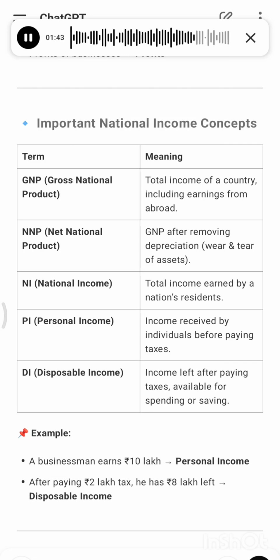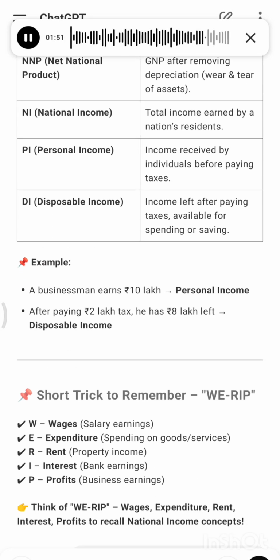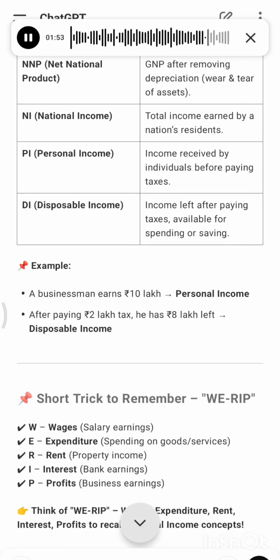Example: a businessman earns 10 lakh, personal income. After paying 2 lakh tax, he has 8 lakh left, disposable income. Short trick to remember: WIRP. W, wages, salary earnings. E, expenditure, spending on goods and services. R, rent, property income. I, interest, earnings. P, profits, business earnings. Think of WIRP to recall national income concepts.